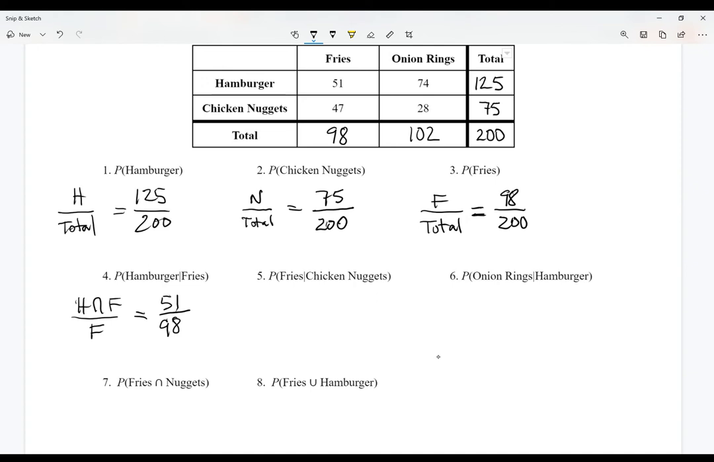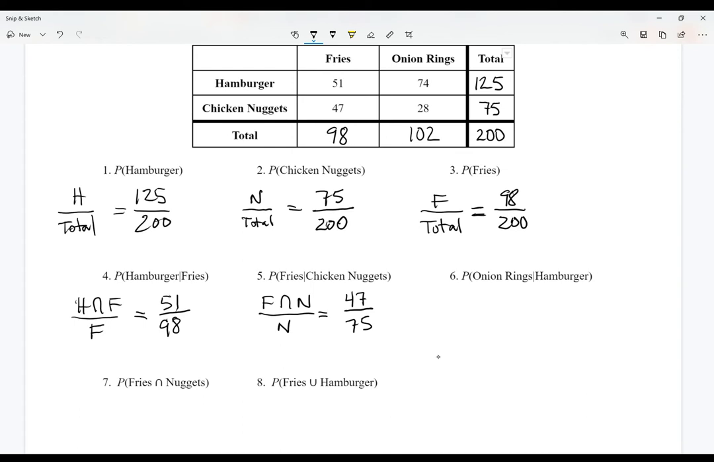The probability of choosing someone that chose fries given that they chose chicken nuggets, that's the total number of fries and nuggets over the total number of just nuggets. And so that would be 47 over 75.